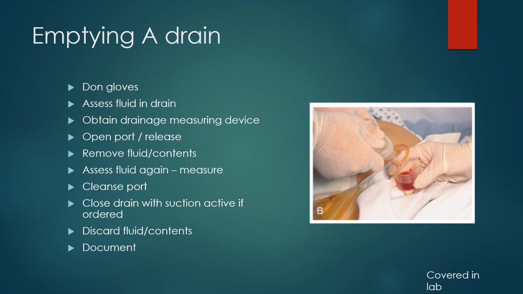From there, we'll then again assess that fluid. We'll look for the color, the consistency, the odor, and the amount of that fluid. And then we'll set it to the side. At that point, we will clean the port that we just poured the fluid out of with an alcohol swab or a chlorhexidine swab, and then we will close it. Before we close it, we will ensure that there is active suctioning. So we will squeeze the bulb together to activate that vacuum seal. We will then discard any fluid contents in the appropriate manner, and we will document the amount, the odor, the color, and the clarity of the fluid that we had drained.